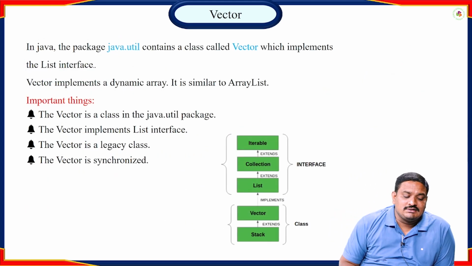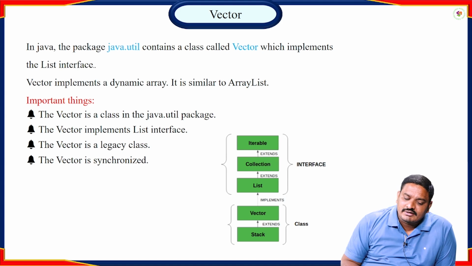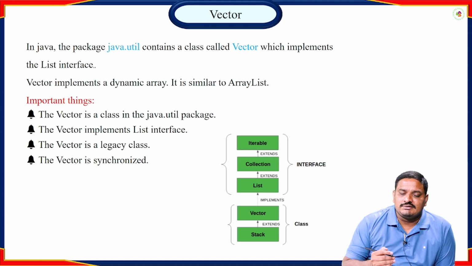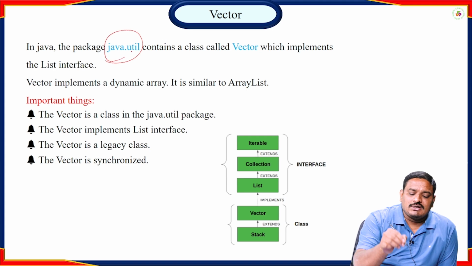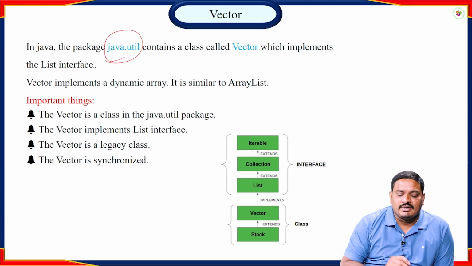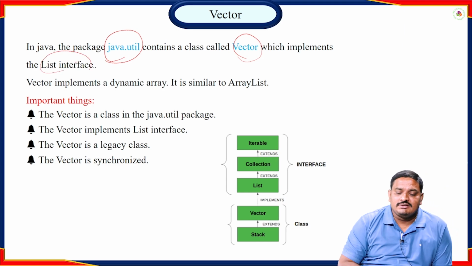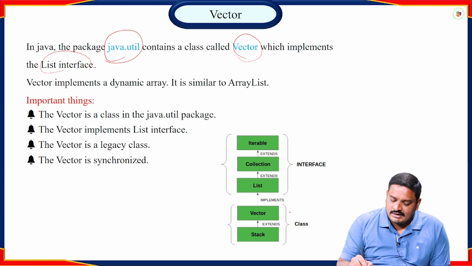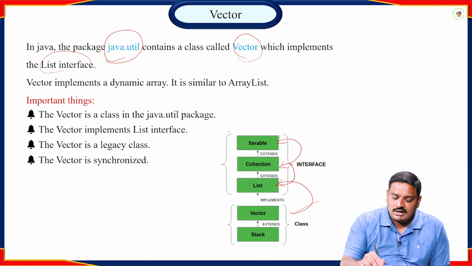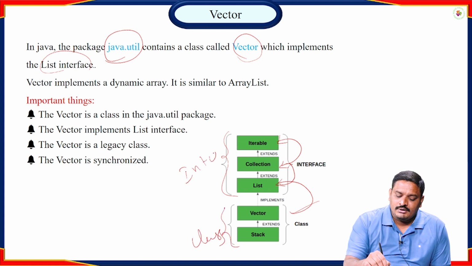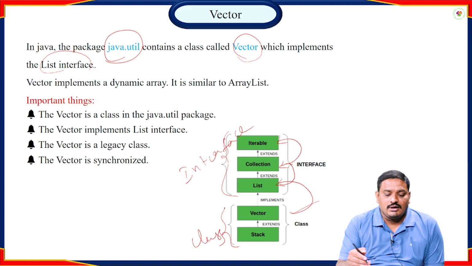The next type of class is the vector class. Here, the vector class is under which package? The java.util package contains the class called vector. This implements the list interface. See this example, vector class is there. The vector class is under which interface? List interface. The list is under the collection. The collection is an iterable. These are all interfaces, and this one is the class. That is the hierarchy of the vector.